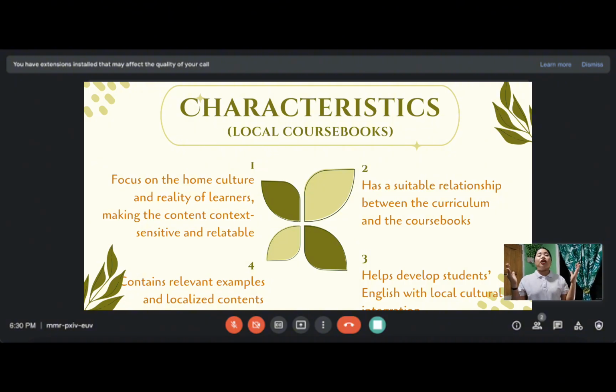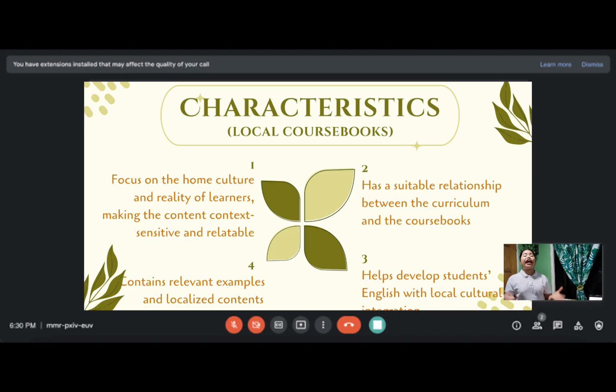Now, let's move on to the characteristics of local course books. So number one, they focus on the home culture and reality of learners, making the context sensitive and relatable. Like for example, a lesson about food may include sinigang or adobo instead of pizza or hot dogs.